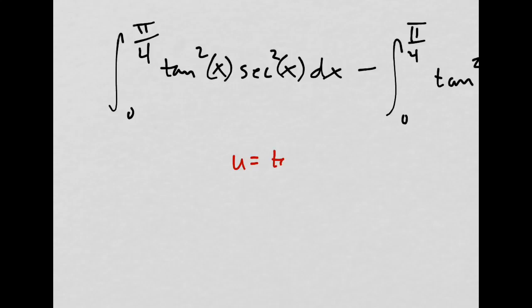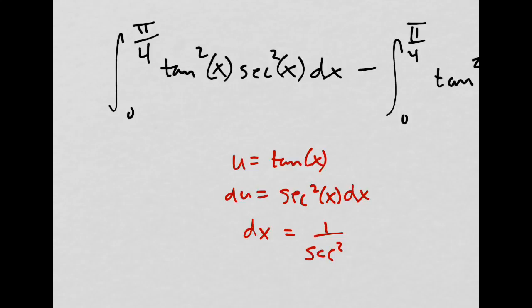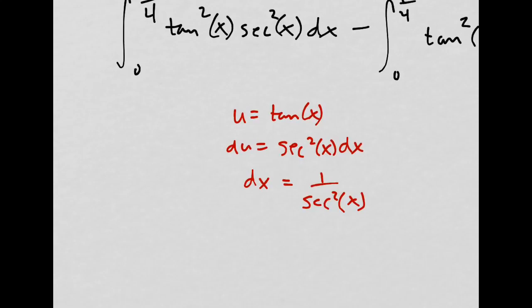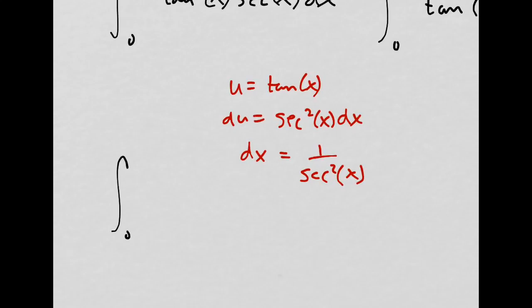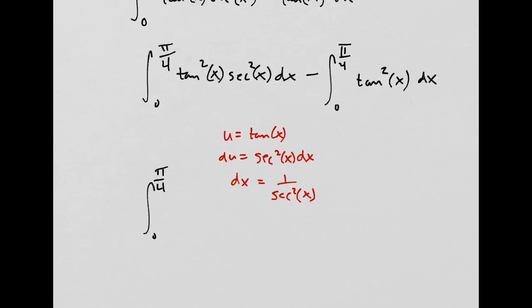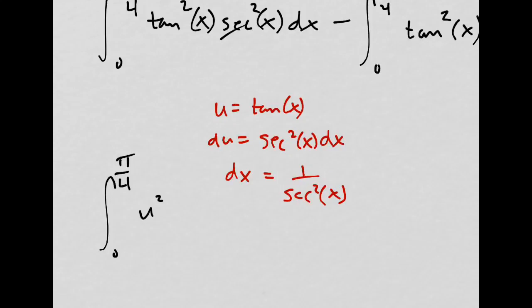u equals tangent x, du equals secant squared x dx. So that means dx equals 1 over secant squared. So then I have the integral from 0 to pi over 4 of u squared, and then that is going to cancel out with that. This is du there, sorry. So I replace the dx with this, and those will cancel, and I got just du. So that's cool. I'm going to leave that. You can finish that one.